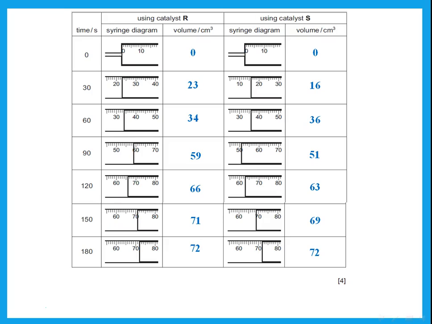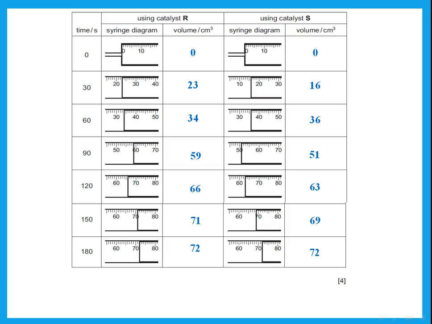Now let's go back to the table. What will be on the x-axis and what will be on the y-axis? Remember that anything on the left of the table, so the time in seconds, that goes on the x-axis. And whatever is on the right of the table, so here we're going to say catalyst, or volume per centimeter cubed for each catalyst. So that is what we're going to plot.